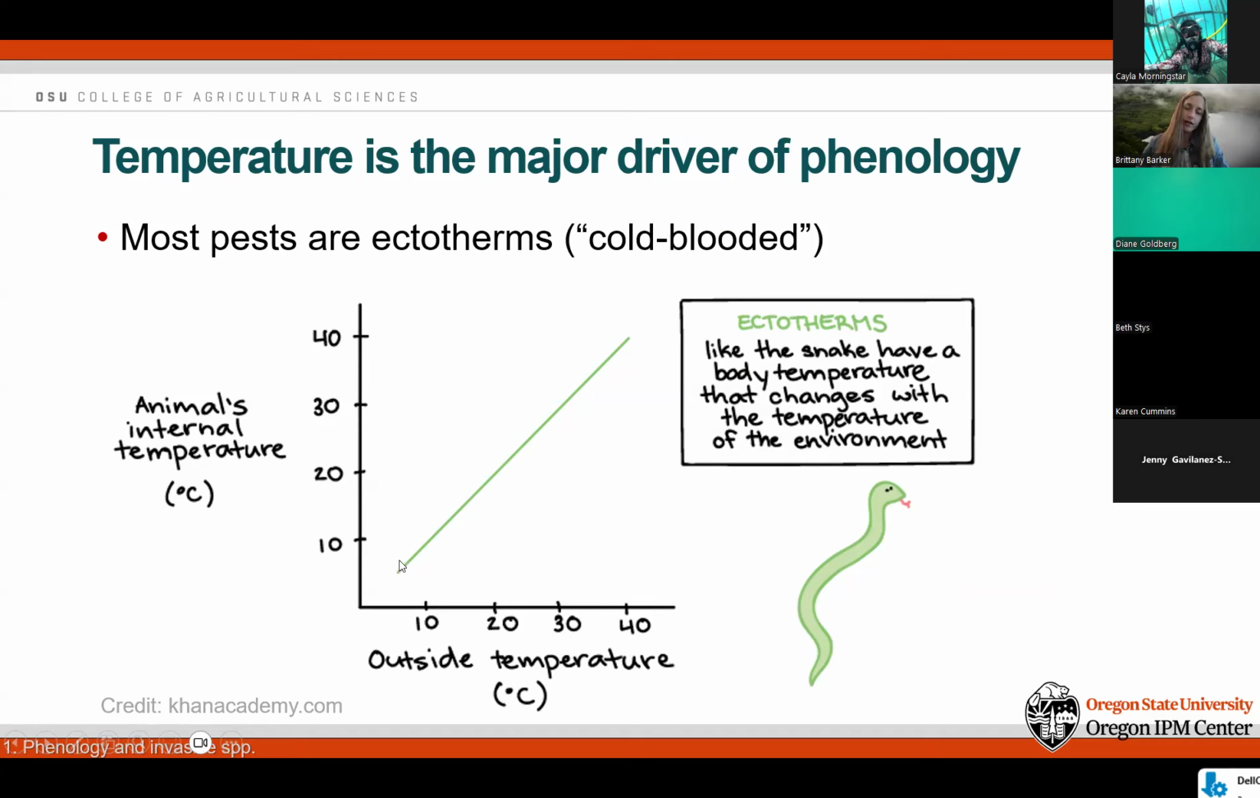In reality, for example, if you have a pet reptile like a lizard or a snake, you see that they exhibit behaviors where they can escape the heat, or if they're cold, go to a place where they get more heat. But if we're ignoring those behaviors, we will see something like this direct relationship right here between outside and internal temperature.